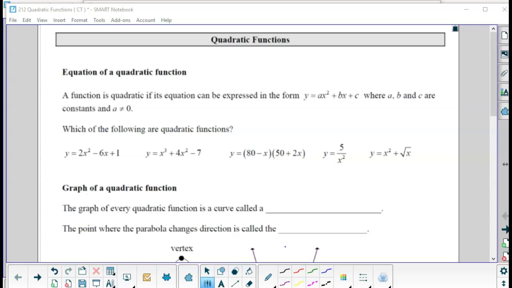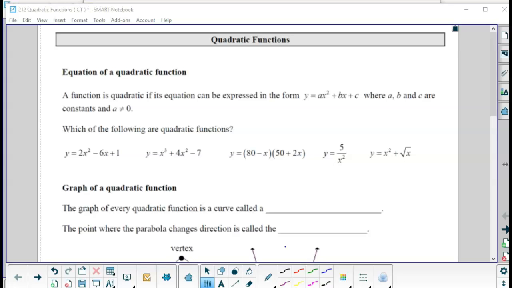Right, so more properties of quadratic functions. So an equation of a quadratic function, well, what is a quadratic function? It's in the form y equals ax squared plus bx plus c. That's one of the forms. A, b, and c are constant numbers.